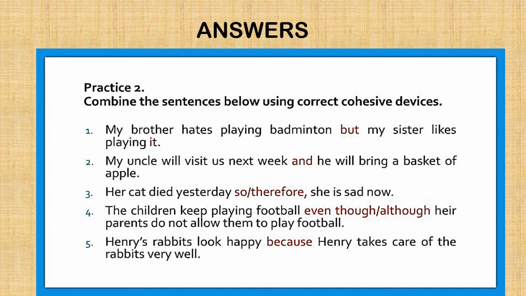All right. For number 1, how do you combine, or what word do you use to combine these two sentences? Look at number 1. My brother hates playing badminton, but my sister likes playing it. You see, there's no repetition of playing badminton, and also to show the contrast. Let's go to number 2. My uncle will visit us next week, and he will bring a basket of apple. Okay, you are adding another action. You use the word and. Her cat died yesterday, so she is sad now.